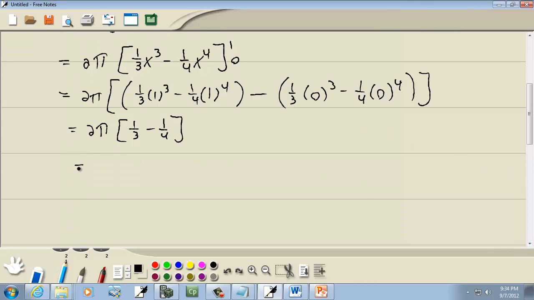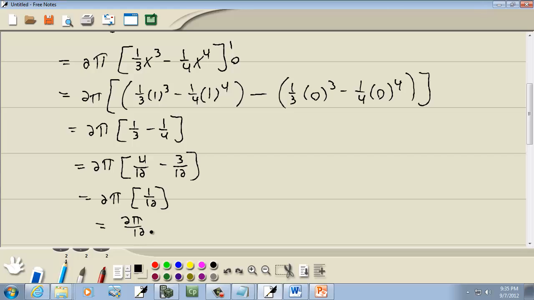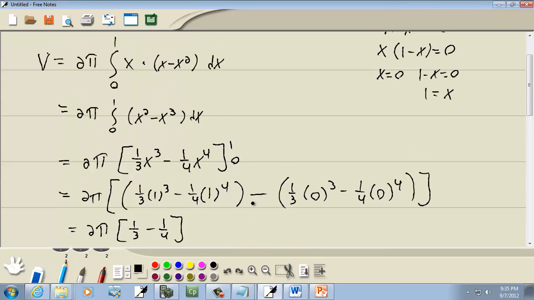And we want to get a common denominator, which would be 12. So multiply this by 4, top part by 4. Multiply this by 3, multiply the top part by 3. So that gives us 2 pi times 1/12, which gives us 2 pi over 12, which gives us pi over 6 is our answer. Assuming I didn't make a basic math error somewhere in there.